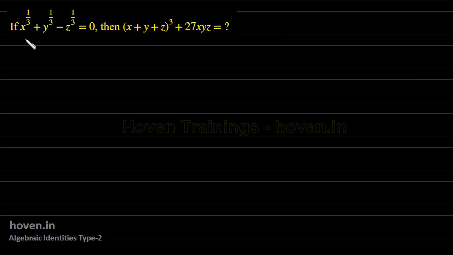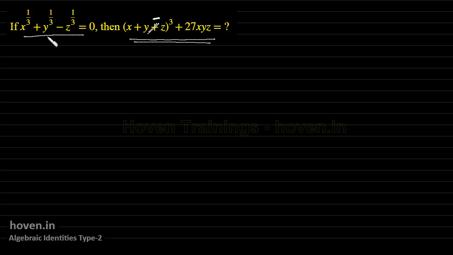This is our first question. It says x^(1/3) + y^(1/3) − z^(1/3) = 0. This is what he has given us, and we have to find out the value of this expression. Now here is a slight misprint. It should be minus here. Please take note of this.